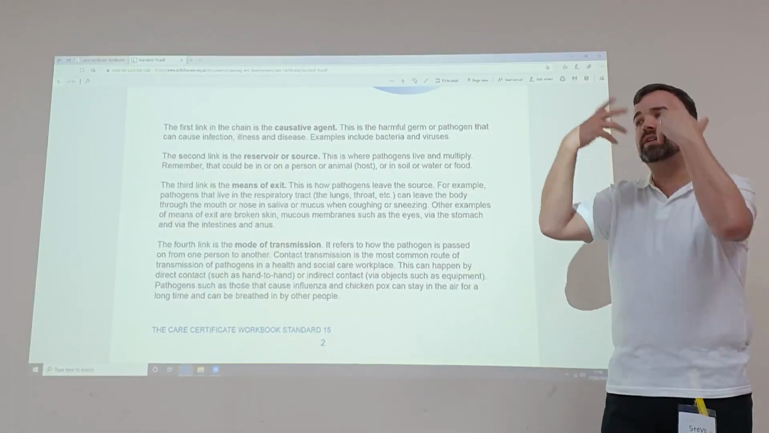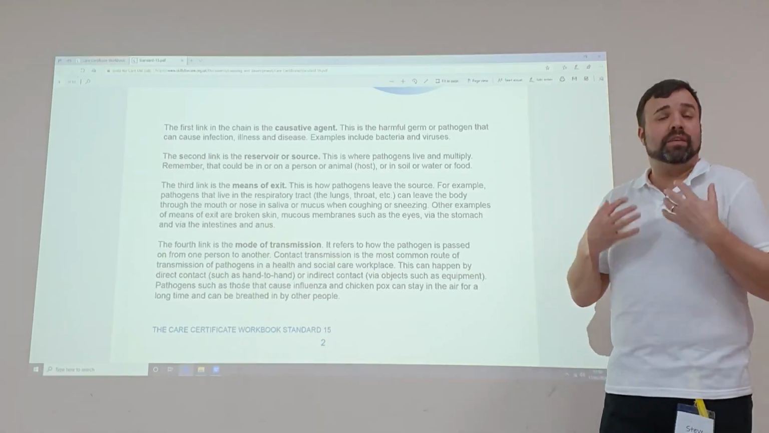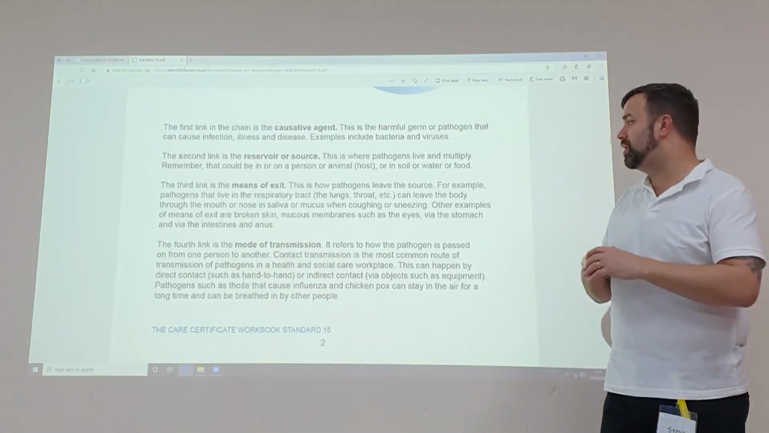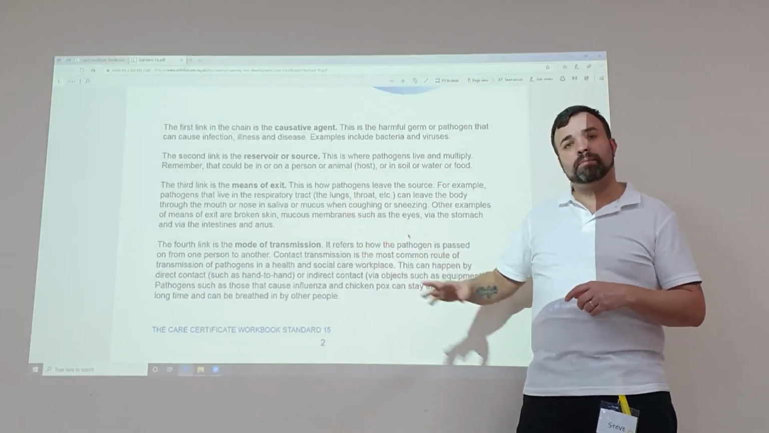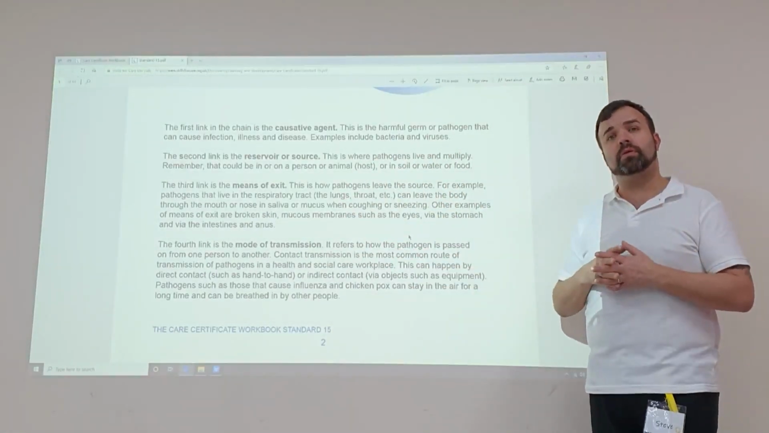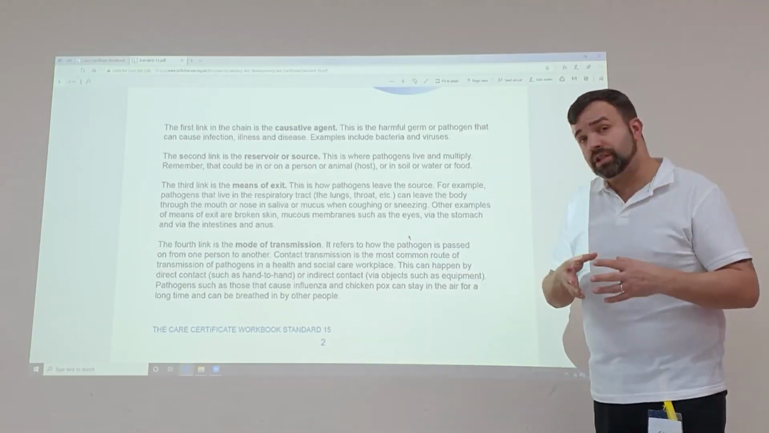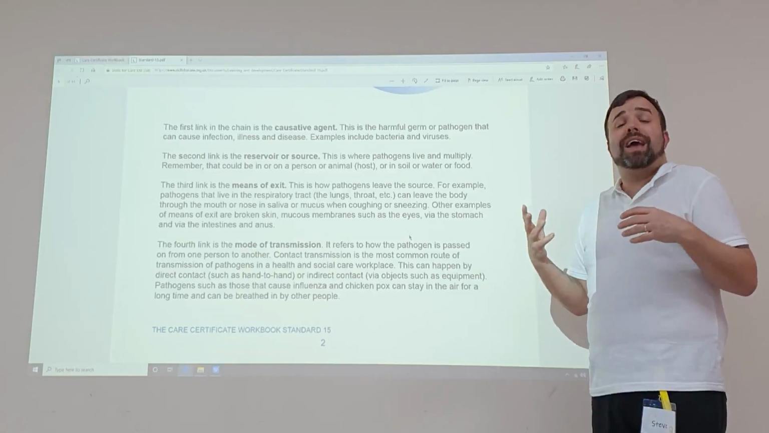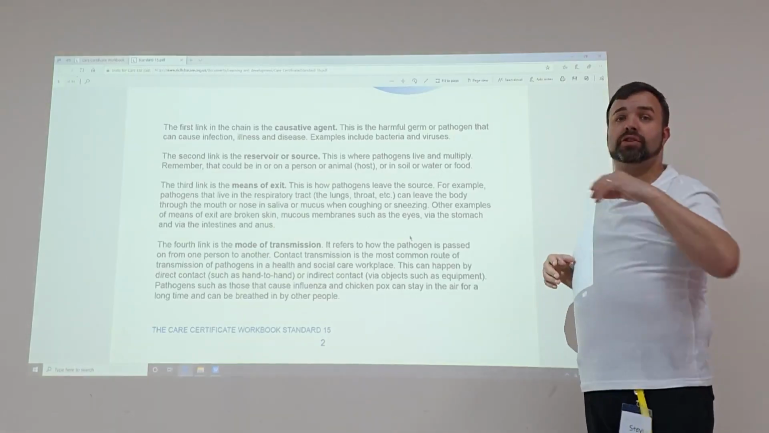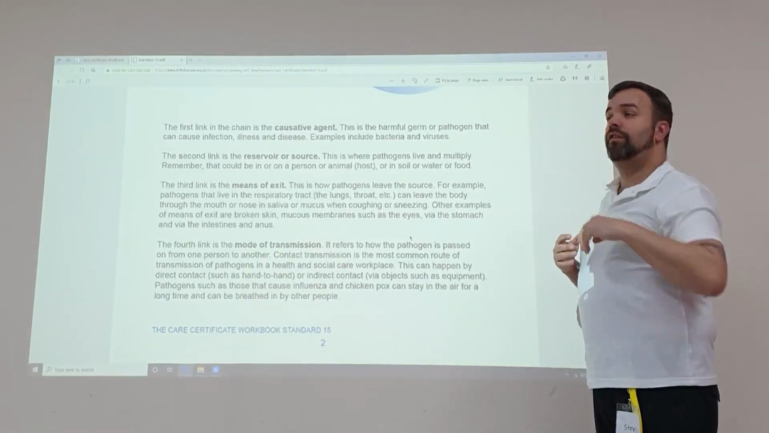So if we cough or we sneeze, if it's cooking inside the lungs, we can spread it that way. So good respiratory hygiene is really important when dealing with respiratory problems. So if we cough or sneeze, we should put it into a tissue, bin it and wash our hands. And if we haven't got anything to hand, we should go for the shoulder and sneeze and cough into our arms.